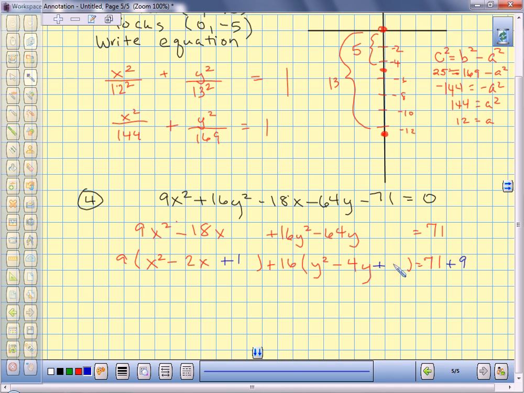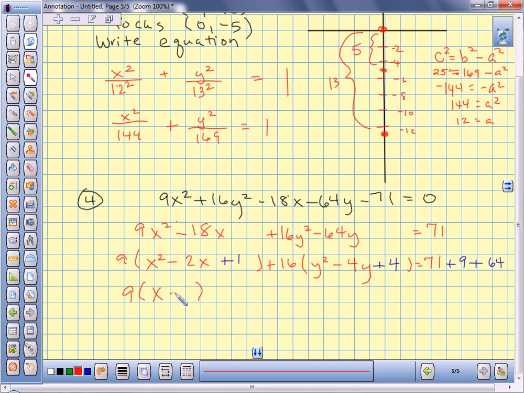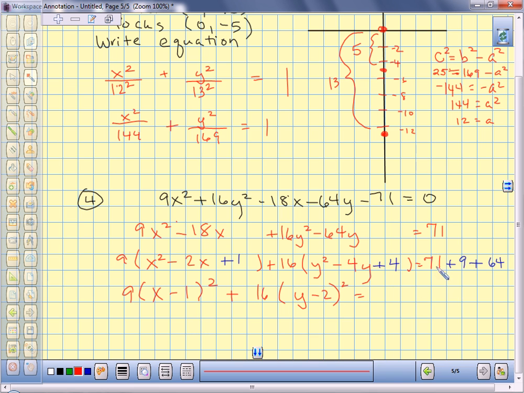So I'm going to get 9 times, what does this become? x minus 1, squared. And then 16 times, y minus 2, squared, and this equals 80 plus 64 is 144. That's a nice number. Because an ellipse must equal, what did I tell you a minute ago? 1. So I'm going to divide by 144.